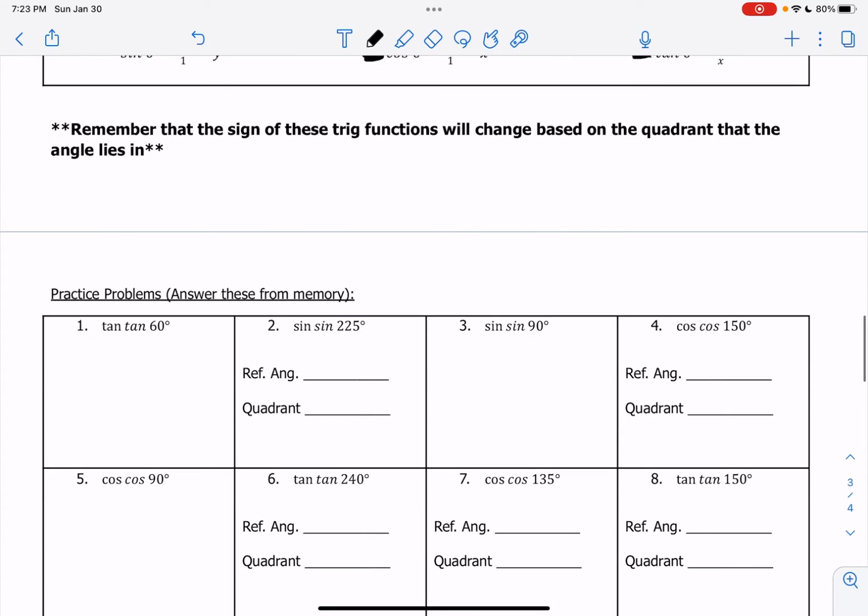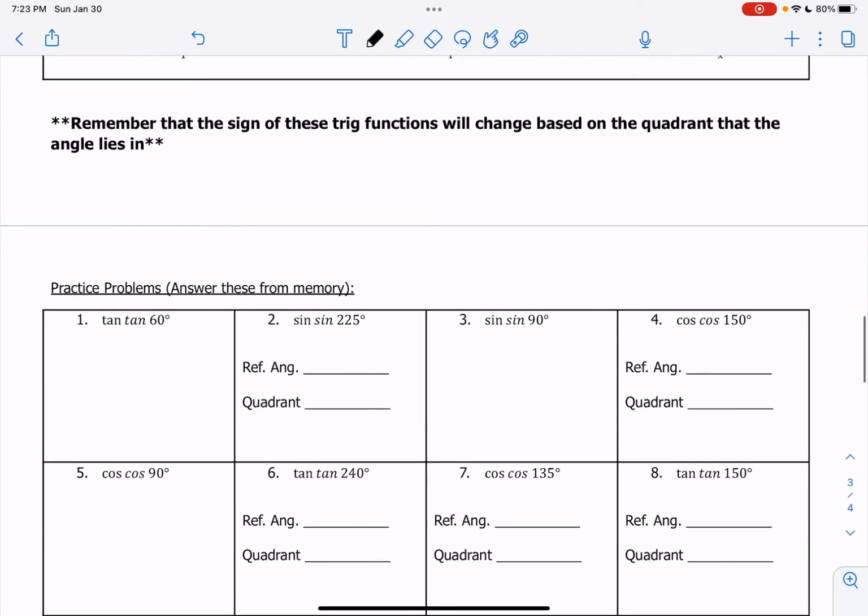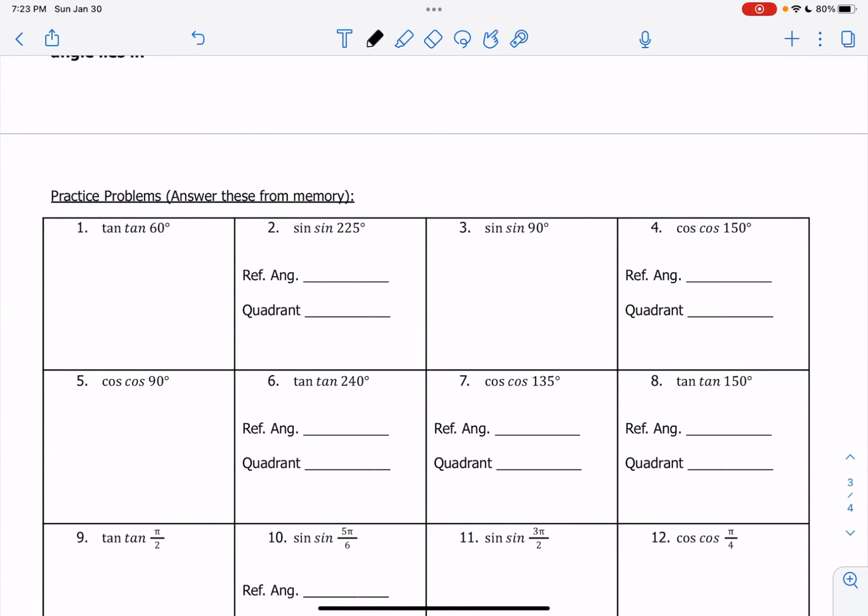Now, the signs are going to vary depending on what quadrant we're in. So I want to show you how to do a few of these using the unit circle, and then I just really want you to practice. Again, I apologize for the double trig functions here. It should only ever be one. It's just a glitch in the computer translation. So let me show you how this works.